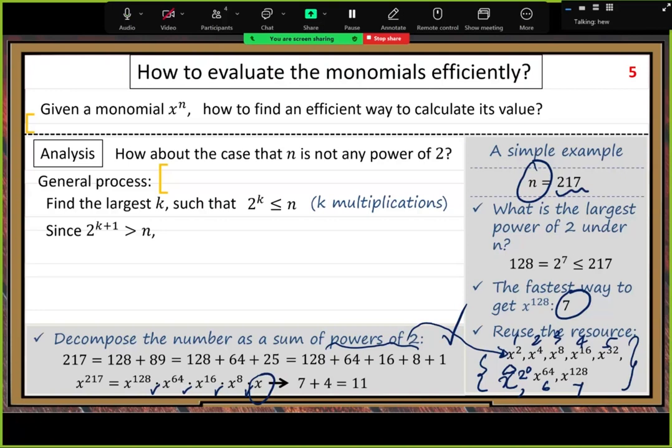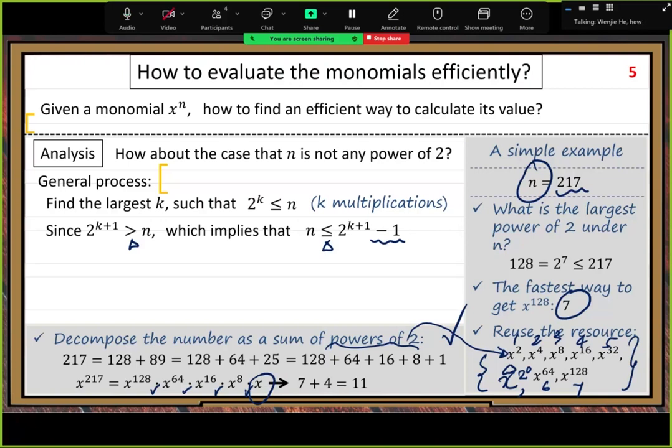So 2 to the k plus 1 must be strictly greater than n. Because when we do analysis we need to use a lot of math, this implies that n is less than or equal to 2 to the k plus 1 minus 1. The difference is this sign: the first is a greater than sign, and here it is less than or equal, containing the equal case. We just subtract 1 here, and after you subtract 1, it's possible to get an equal case.